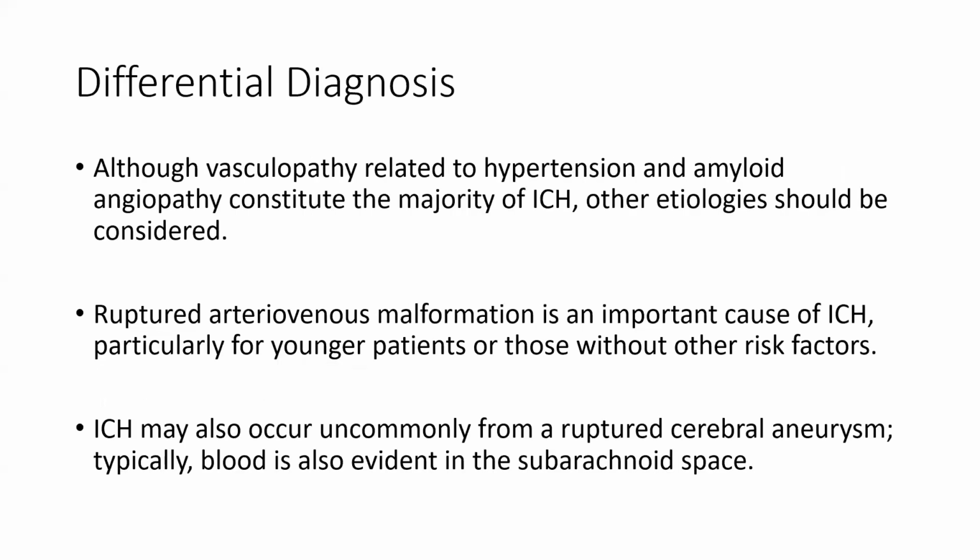Now, regarding differential diagnosis, although the vasculopathy related to hypertension and amyloid angiopathy constitute the majority of ICH, other etiologies should be considered. The ruptured AV malformation is an important cause of ICH, particularly for younger patients and those without other risk factors. ICH may also occur uncommonly from ruptured cerebral aneurysm. Typically, blood is also evident in the subarachnoid space.